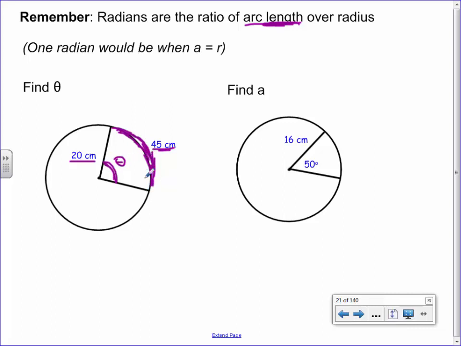Well, what we can use is the definition of a radian to solve this puzzle here. I wrote up here, a radian is defined as how many arc lengths you have in a radius. For example, if this was 20, and if this was 20, and if this was 20, this right here would be 1 radian. Does that make sense? But it's not. This is 20 and this is 20, but this is 45. Is it going to be 1 radian? Is it going to be 2 radians? It's going to be like 2 and a bit of a radian.